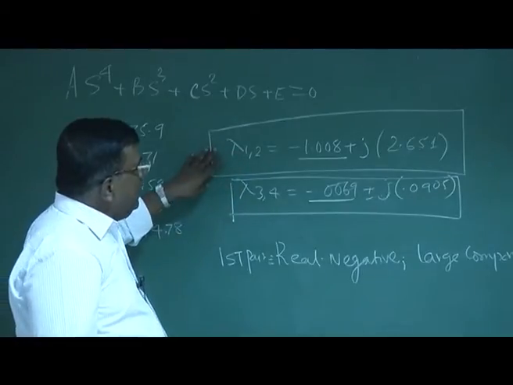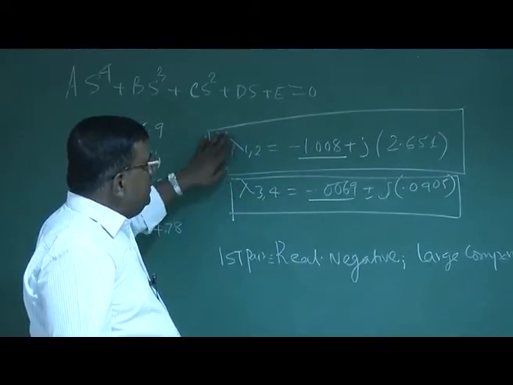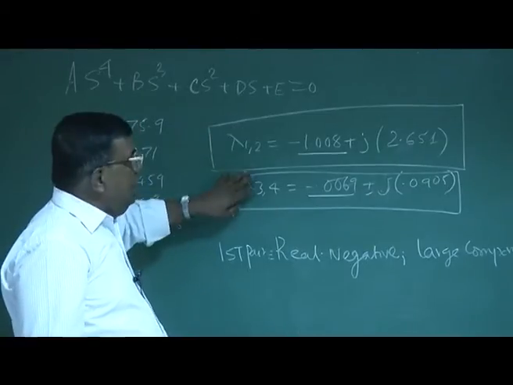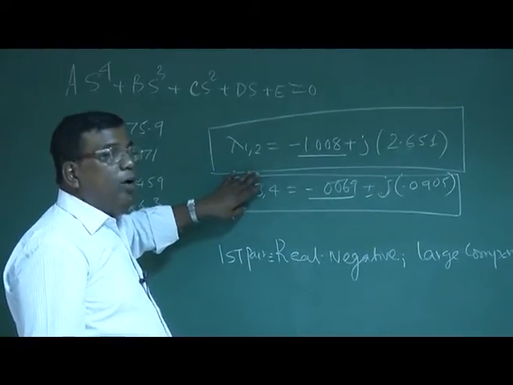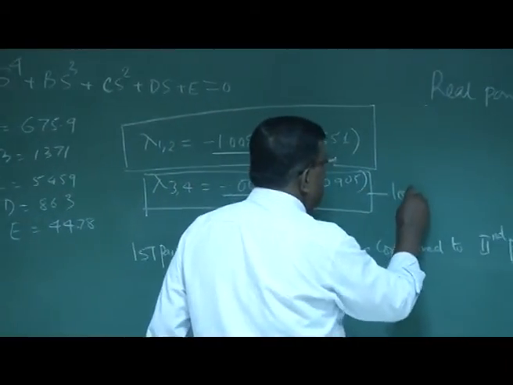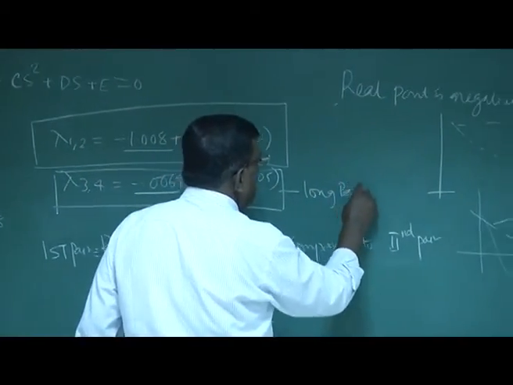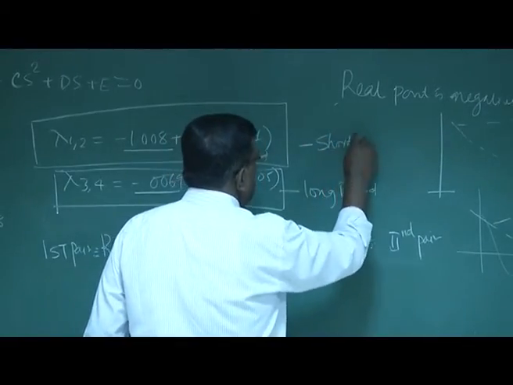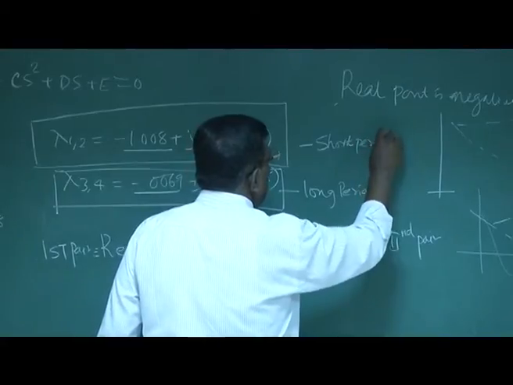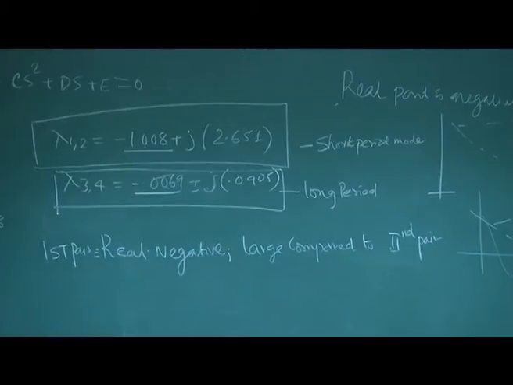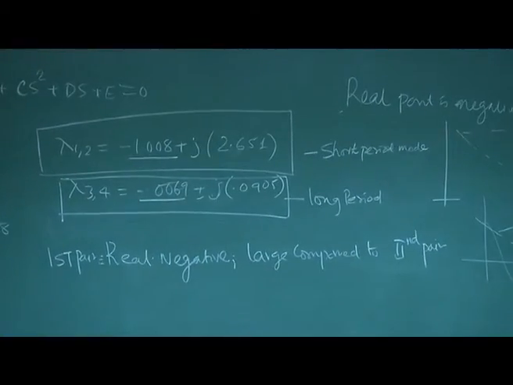So, I could see that there are two modes that are excited, where one is decaying very fast, another is taking a long time. So you get a long period. This is the long period, and this is the short period mode. Short period mode. And both are behaving like a second order system, both these modes.